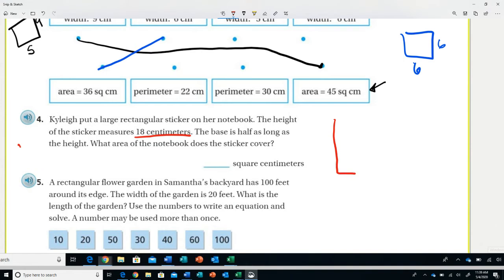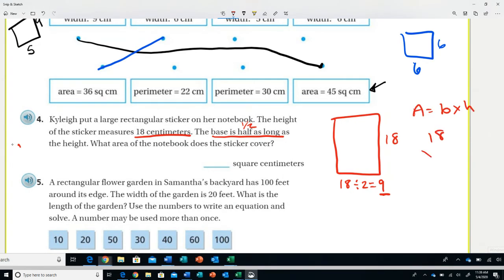So I'm going to draw my sticker. And I'm going to say the height is 18. The base is half as long. So if you know what half looks like, it's a fraction. Half as long as the height. So literally the bottom is 18 divided by 2 or 9. So this is going to be my base. What area of the notebook does this cover? I know that area is base times height. So this is 18 times 9. And my answer is in cm squared, or SQCM.